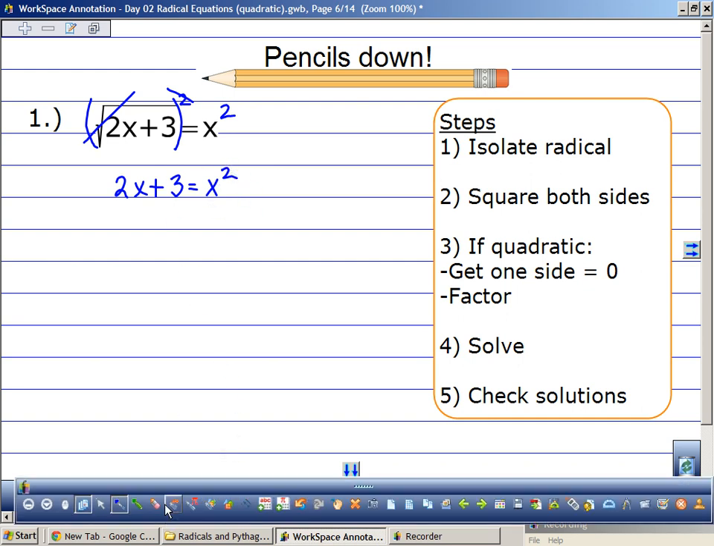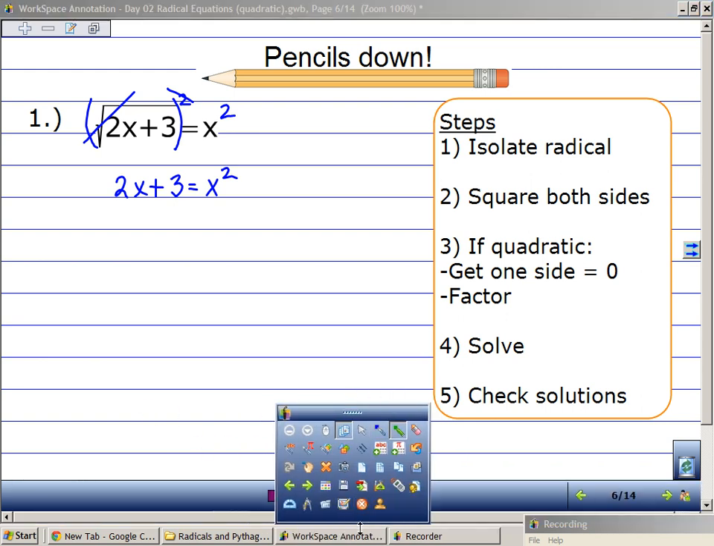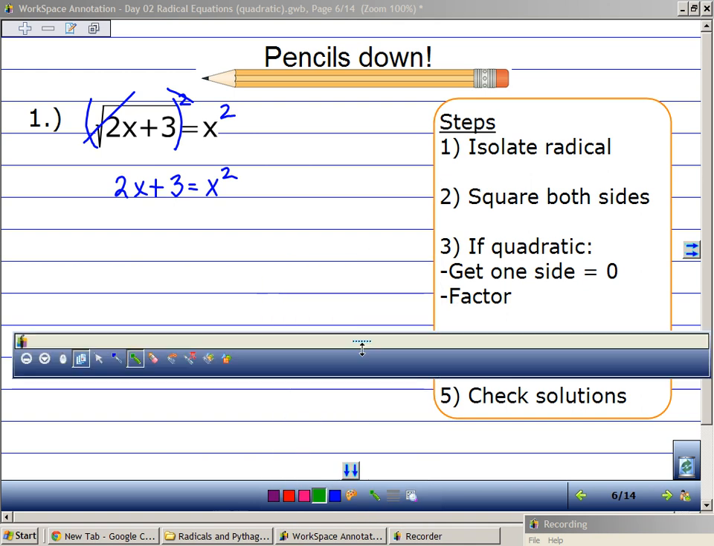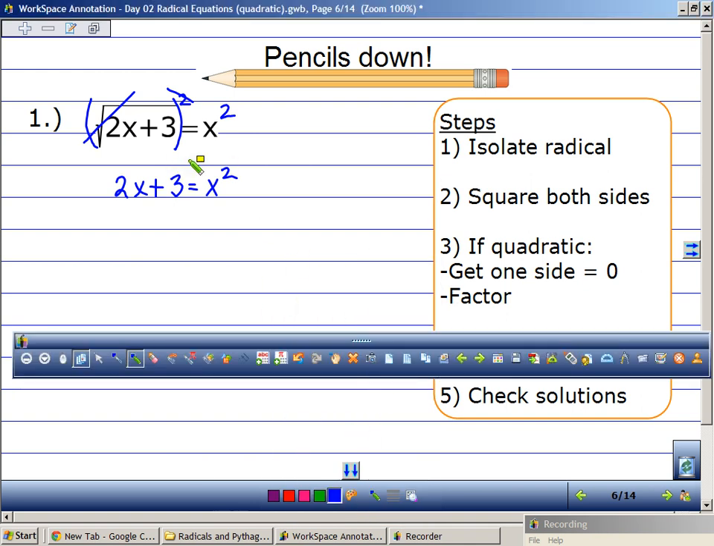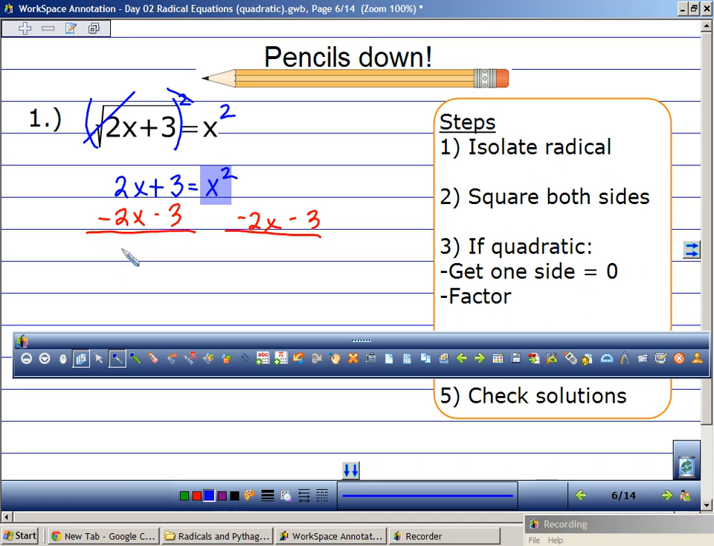You remember we don't move this one. Why did it do that to me? I know. So this guy stays here. We don't want to move him. And we're going to subtract 2x, subtract 2x, subtract 3, subtract 3. And I'm left with 0 equals x squared minus 2x minus 3.